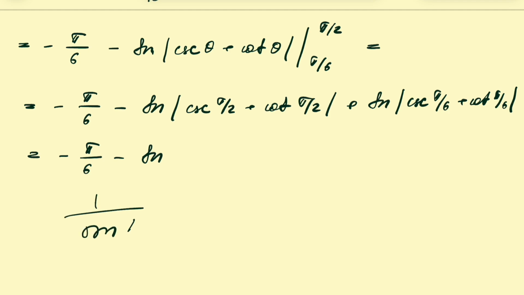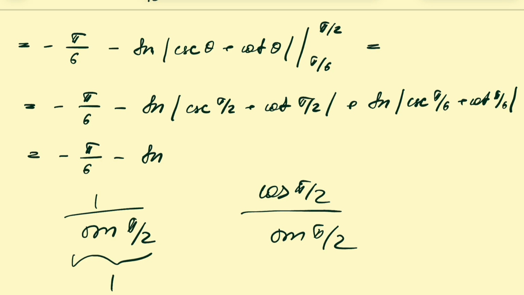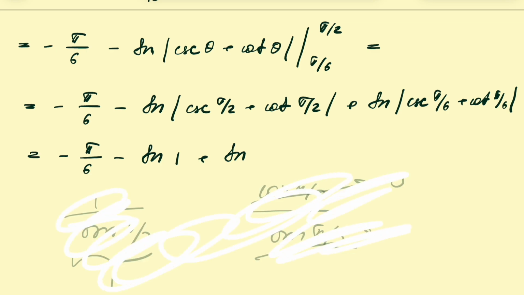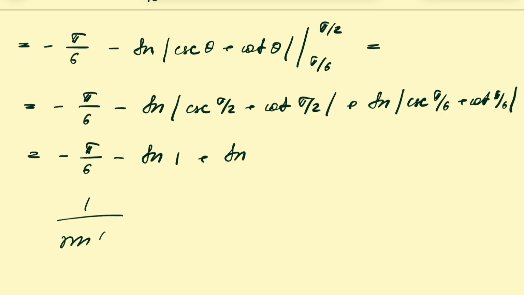It's 1 over sine of pi over 2. Sine of pi over 2 is 1, so we have 1 for this. Then cotangent of pi over 2 is cosine of pi over 2 over sine of pi over 2, where this is 1, this is 0, so it's 0, which means that for this expression we have ln of 1 plus ln of cosecant of pi over 6, which is 1 over sine of pi over 6. Sine of pi over 6 is 1 over 2. 1 over 1 over 2 is 2. So we have ln 2.